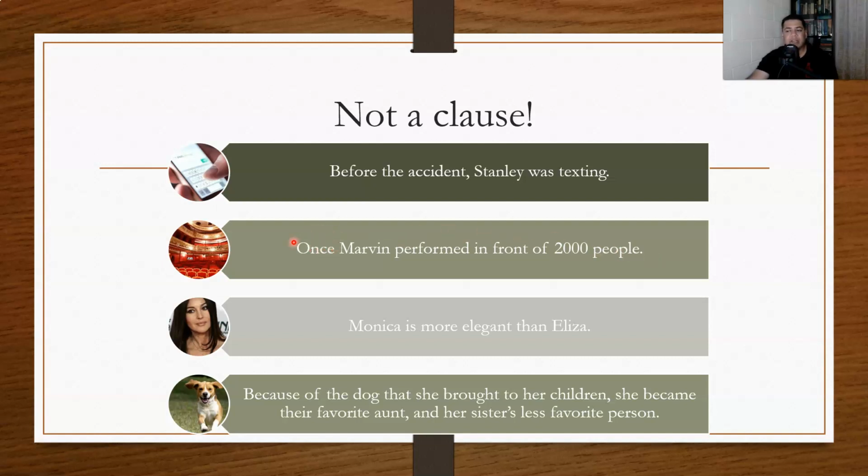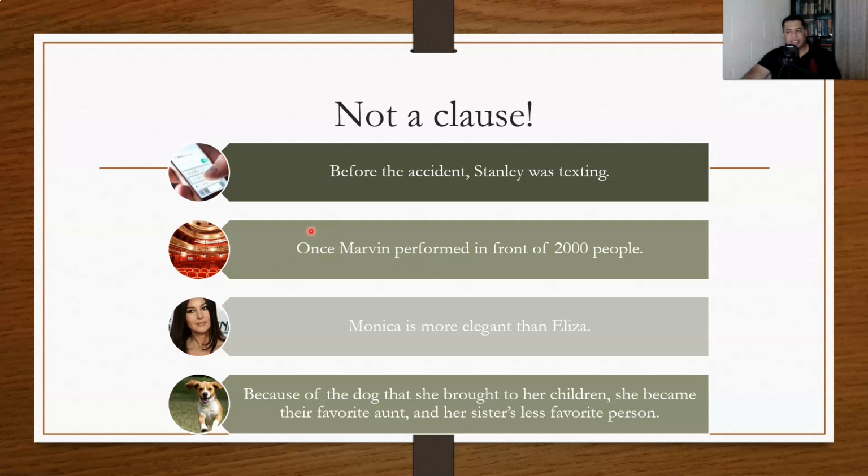This is not an adverb clause because I only have one verb. See, I only have one verb, and this verb cannot be the verb for an adverb clause, because if that were the case, I would be creating a sentence fragment, you see, and if it is a sentence fragment, it doesn't make sense by itself, and this actually makes sense by itself. If I say, once Marvin performed in front of 2,000 people, you get it, right?